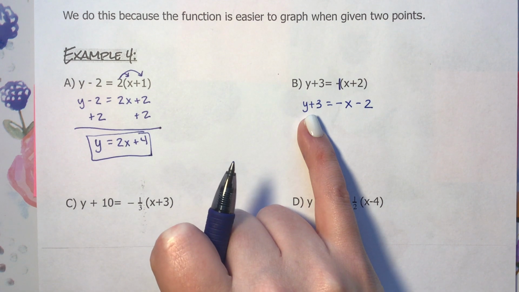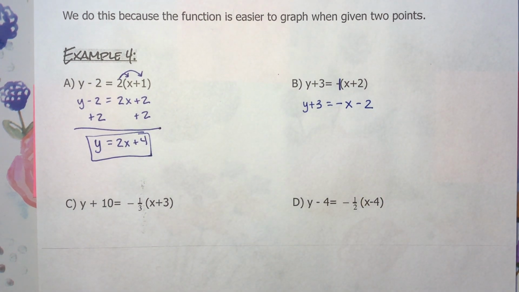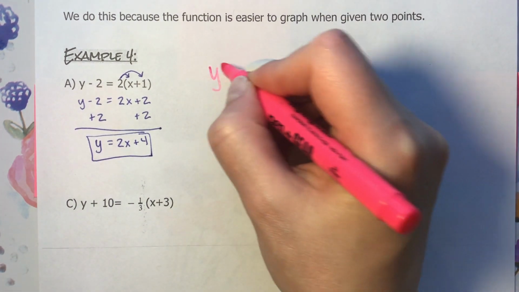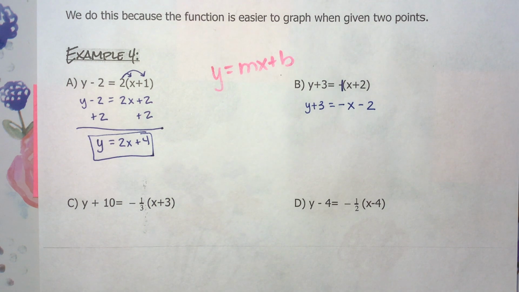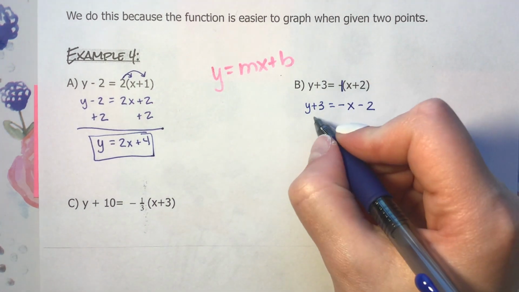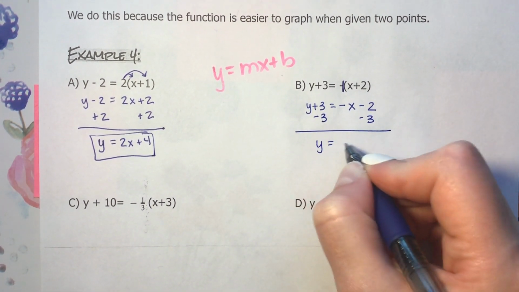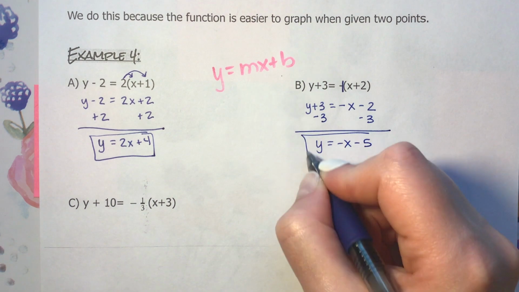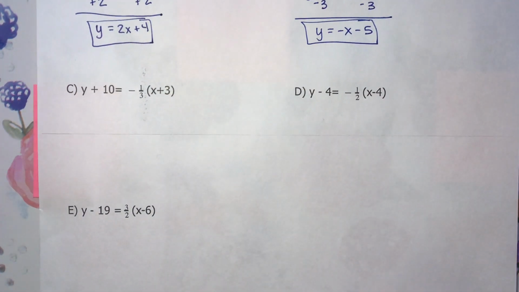I want to move this positive 3 because I need this to be in the form y equals mx plus b. The y needs to be alone. So to get the y alone, I'm going to subtract 3 from the left and subtract 3 from the right, and I get y is equal to negative x minus 5. Let's keep going.